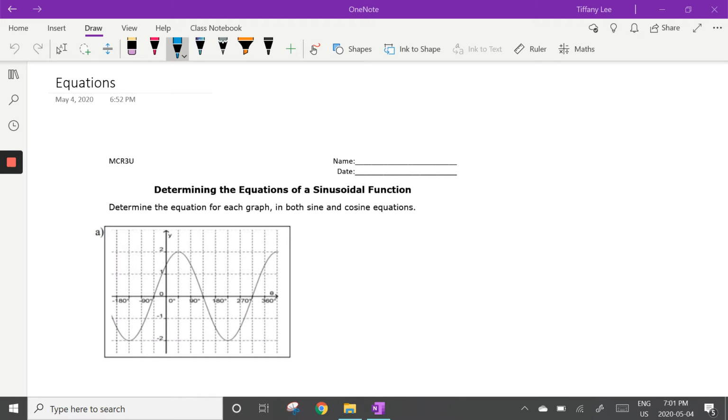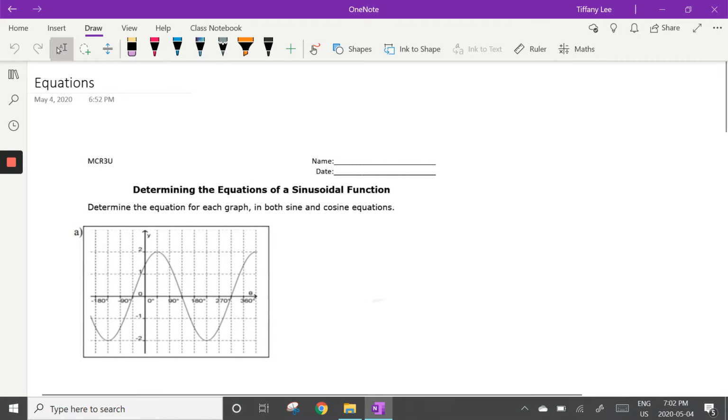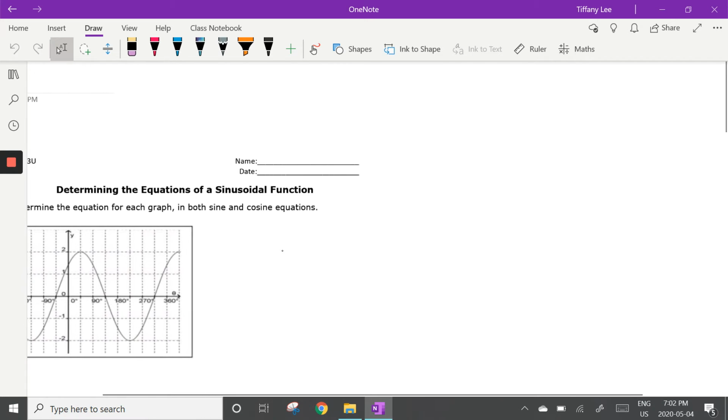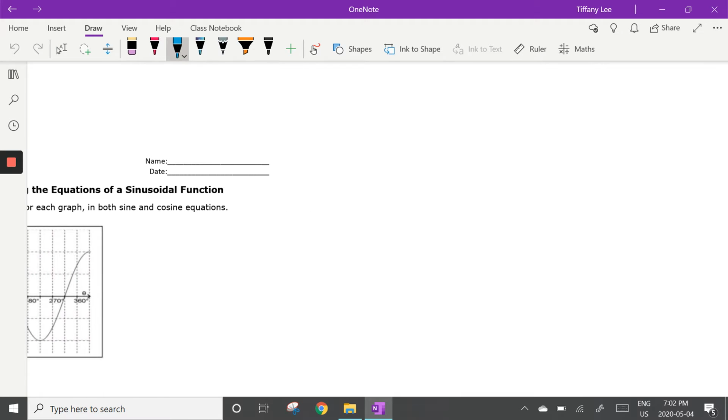Hi everyone. Today we're going to be taking a look at determining the equations of sinusoidal functions, and you're going to be coming up with the equation for both sine and cosine equations. Now, before we do that, let's just do a quick recap about what we learned about transformations of sinusoidal functions.